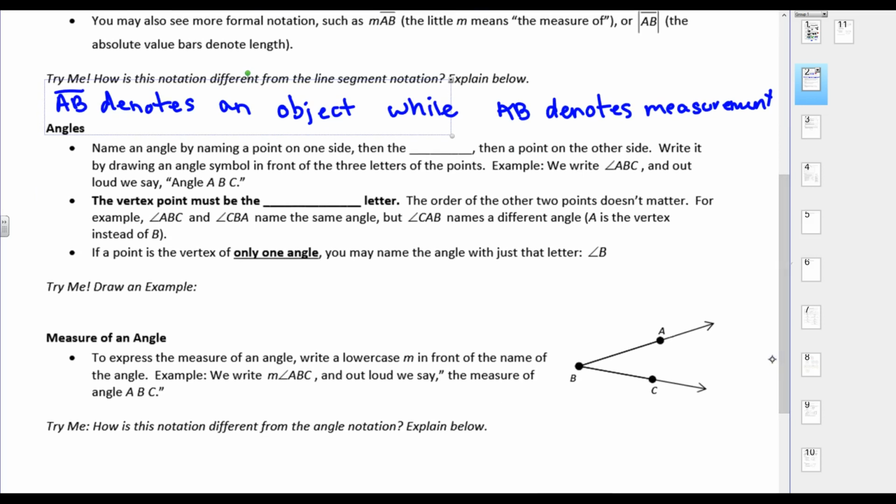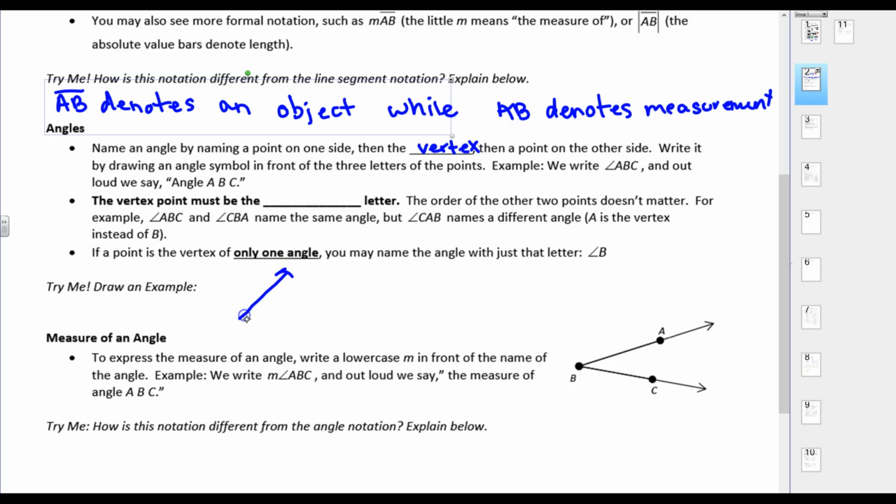When we're talking about angles, we're always going to name an angle by naming a point on one side of the angle, then the vertex, then a point on the other side of the angle. We write it by drawing an angle symbol in front of the 3 letters of the points. For example, we would write angle ABC and say out loud angle ABC.